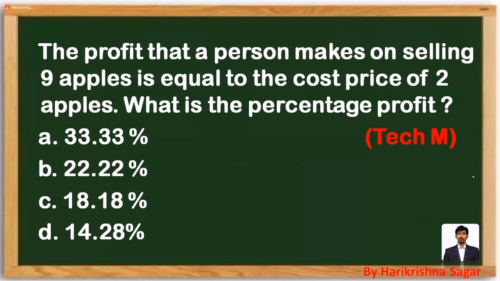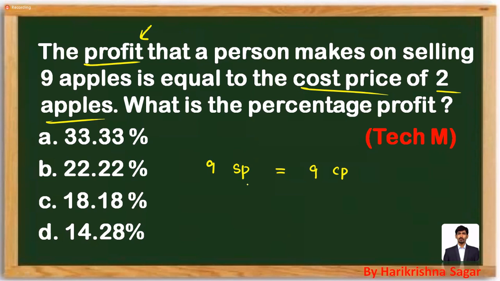The profit that a person makes on selling 9 apples is equal to the cost price of 2 apples. What is the percentage profit made? Take this question. The person makes a profit by selling 9 apples. So basically he is selling 9 apples, so 9 apples selling price. Before you sell 9 apples, you have to buy them. So 9 apples selling price is based on 9 apples cost price. The person made a profit of the cost price of 2 apples.